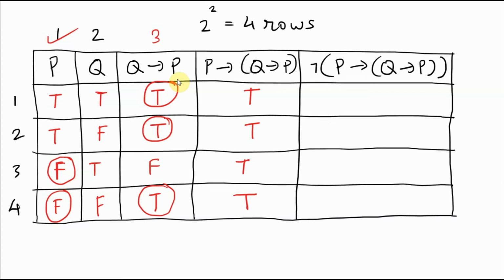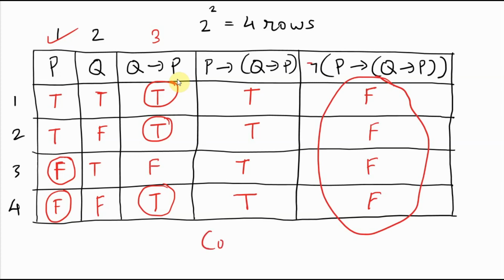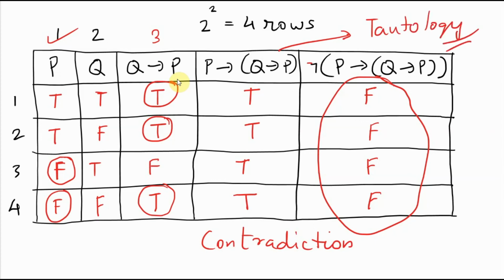But we have to negate everything, and when we negate it we get false. Everything gets false because every entry is negated. So looking at the final output, you can clearly say that our algebraic proof was correct and this is a contradiction. And one more thing we found was that P implies Q implies P is a tautology. So you can remember this: P implies Q implies P is a tautology.